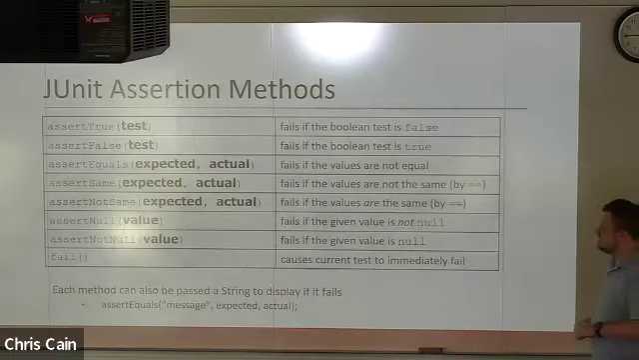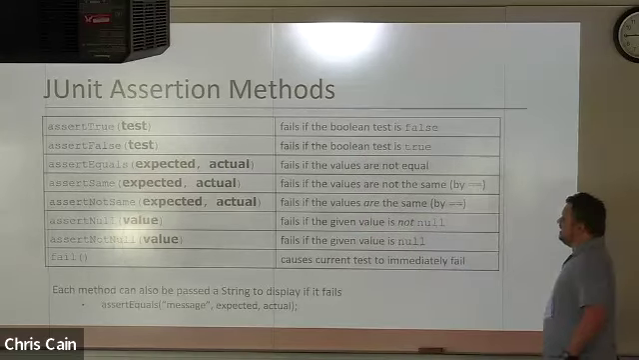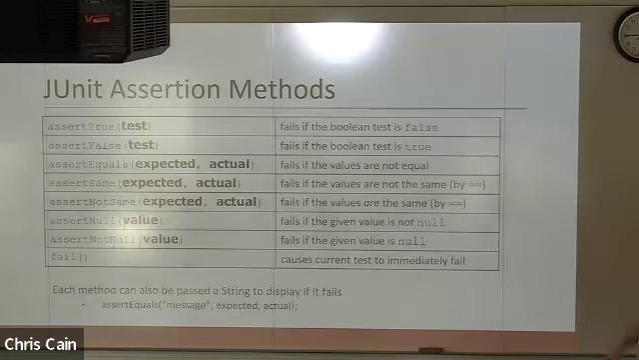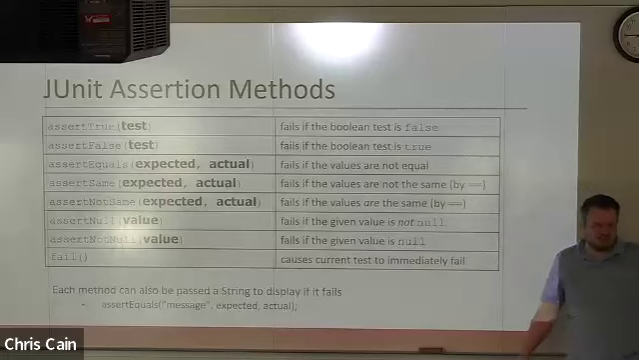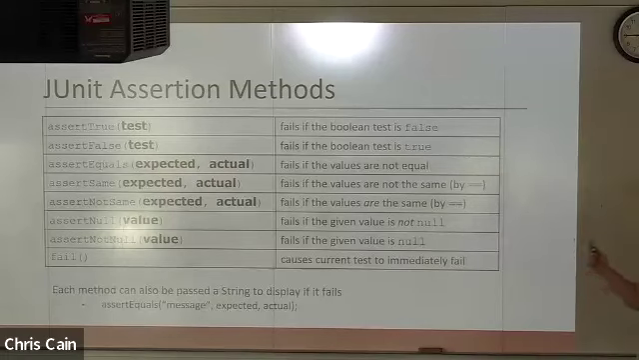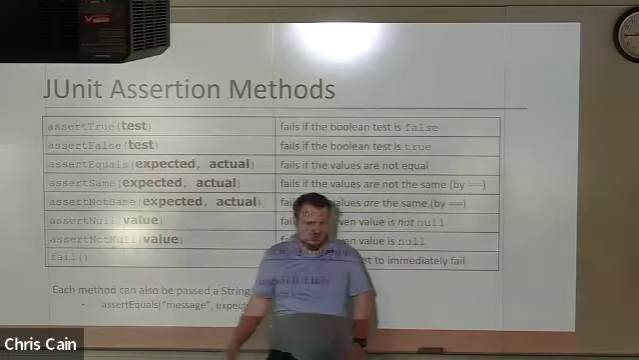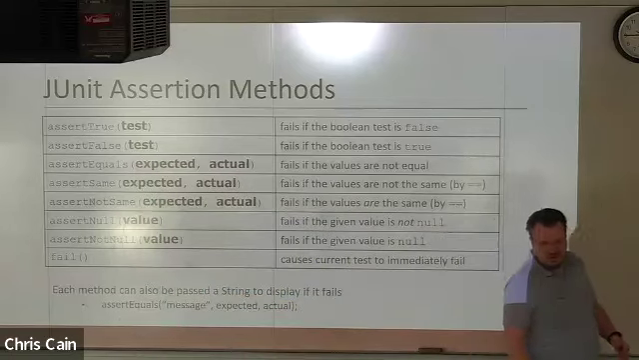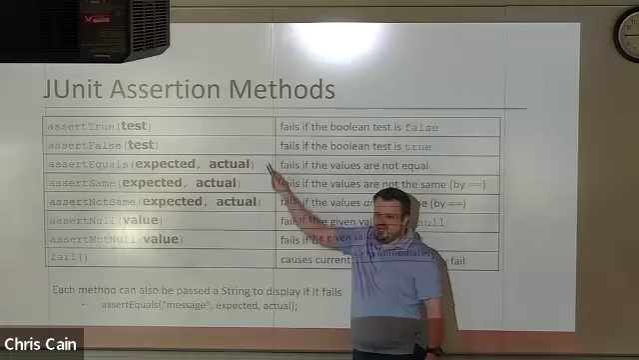So you pass it an associated test, and it will determine whether or not the Boolean test here is true or false. If it's true, you'll get the green check mark. If it's false, you'll get the red X. So you put in some Boolean expression in here or run some code, and at the end, you want the result to be true. Assert false is the logical opposite of that.